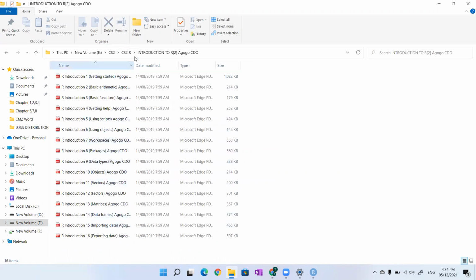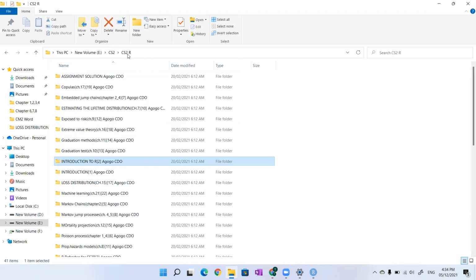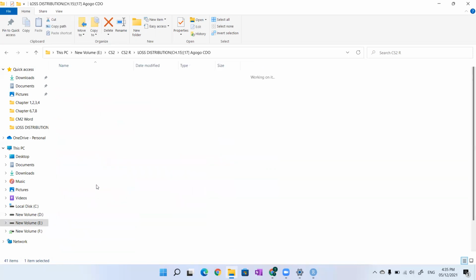This introduction is based on what you have studied in your CS1R. Apart from that, a basic understanding of chapters 10, 11, 1: how to import the data, how to export the data. So first thing first, you need to revise these two things. Once you're familiar with it, you have to go to loss distribution, that is chapter 15.